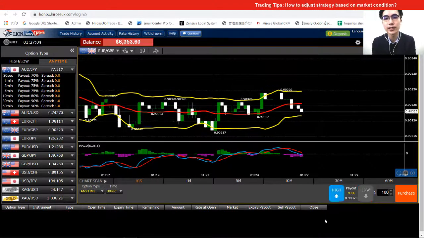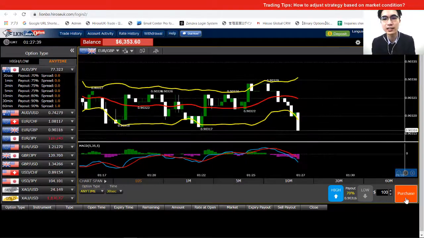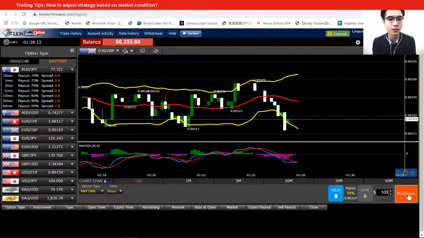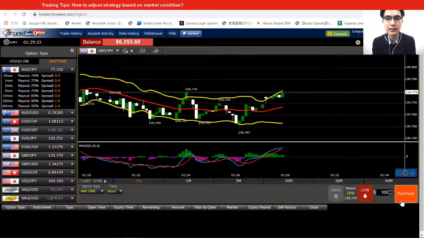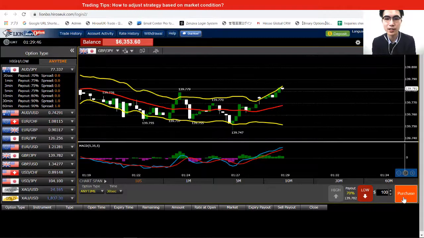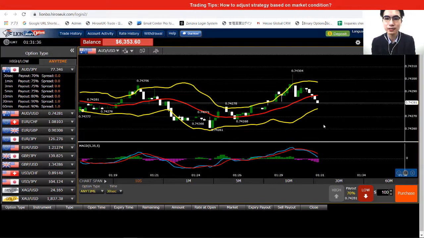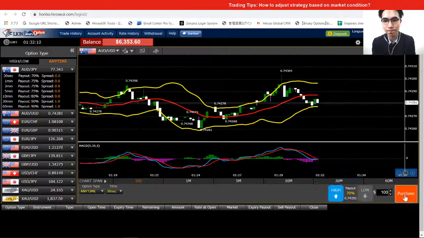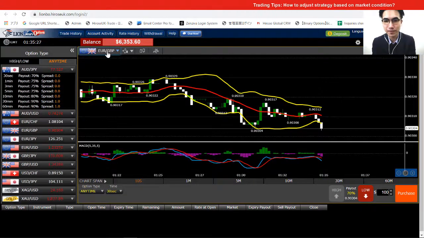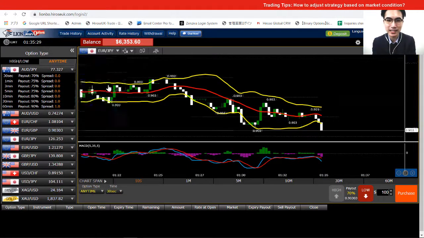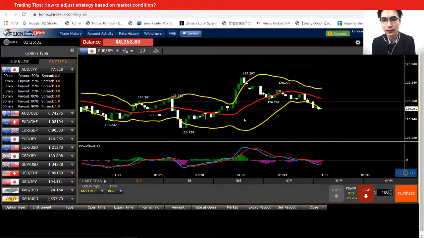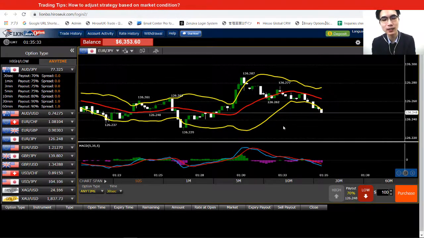I will browse on different currency pairs here, just to look for another ideal price movement, because the one just now is not stable. Okay, so another one here. Let's take a look at a few more. Okay.